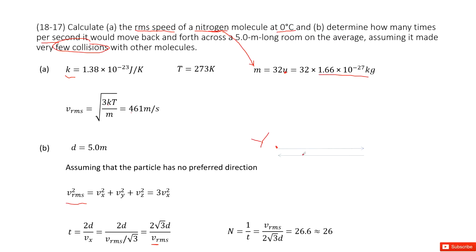Now, how many times per second? How many turns per second? So we use the total time, 1 second, divided by the time it takes to get how many turns it makes, right? N equals 1 over t, and input t inside, we get a function that looks like this. Then input the known quantities d and the RMS speed, and we get the answer.